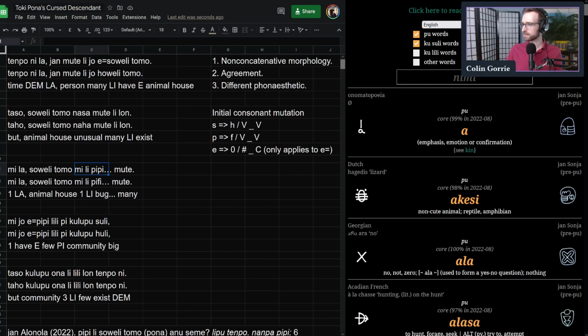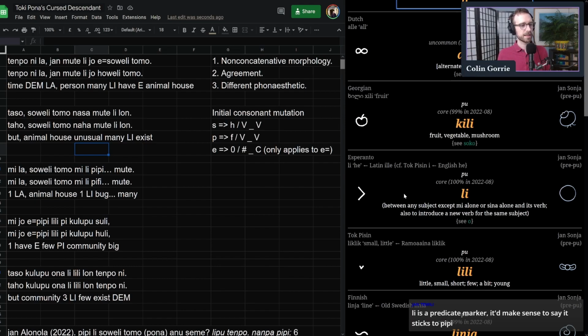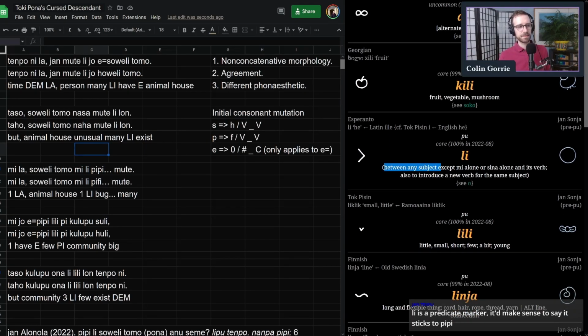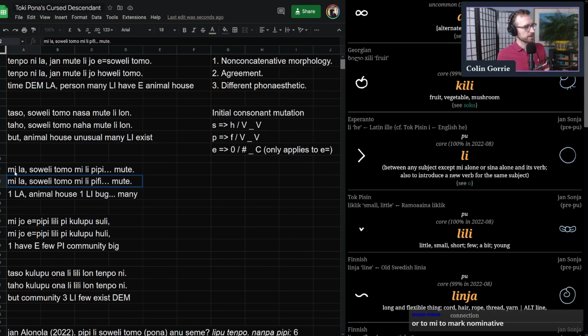All right. So let's look up, we have a dictionary up here on the right, so we can look up some grammar. Between any subject except mi alone or sina alone and its verb. Also to introduce a new verb for the same subject. That sounds to me like it's attaching to the verb. So in that case, it will be a proclitic on pipi, and then we will have lififi.